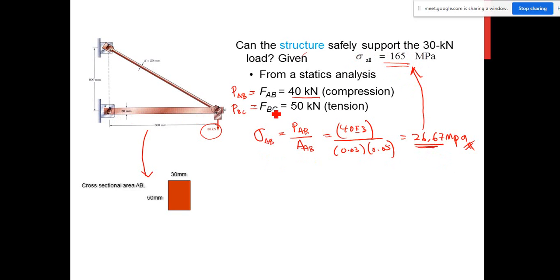So that means AB is safe. Okay, safe. If you apply 30 kN, AB will be safe. Okay, now we have to check for member BC.